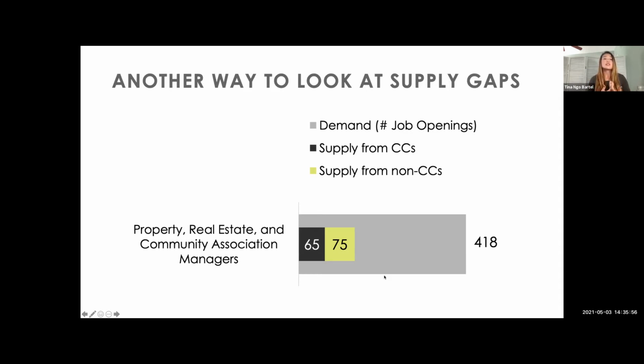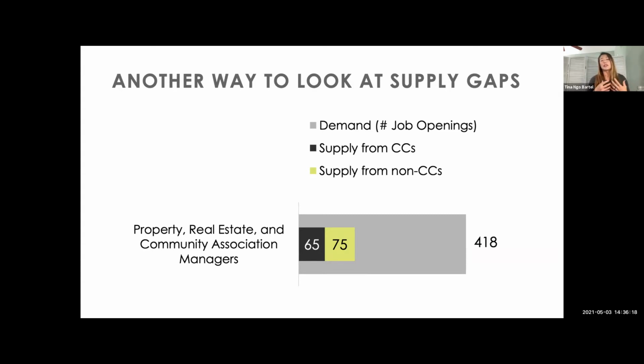So a lot of our constituents like to take a look at this data and see, is there a supply gap in the labor market for this position? If there is, should we create a program for it? What should we, as a San Diego County, Imperial County region, do about this supply gap for this particular occupation? So that's how some of the data is used.